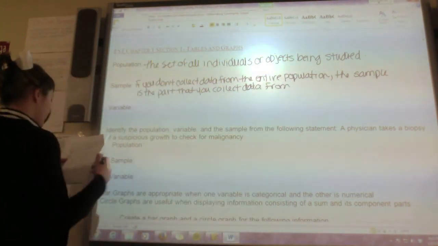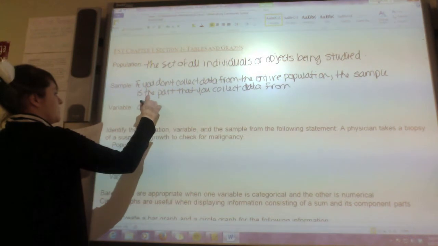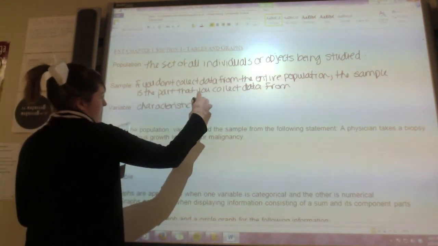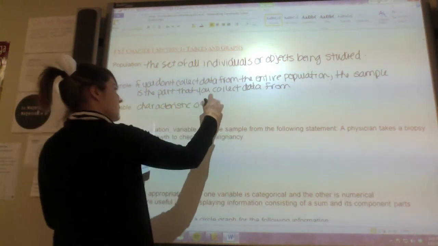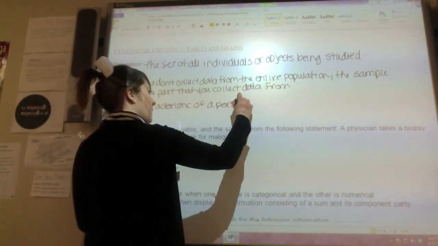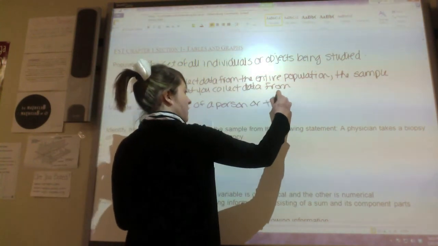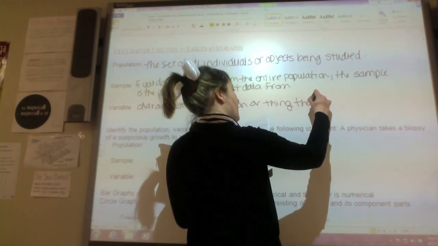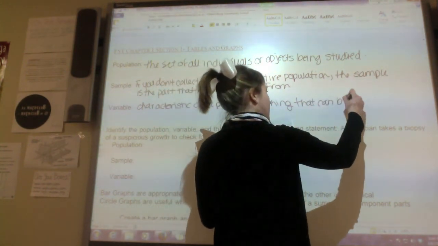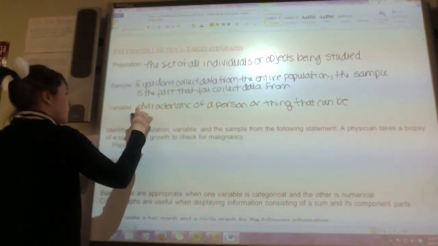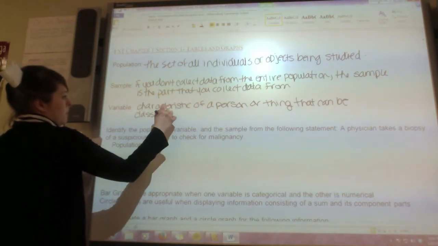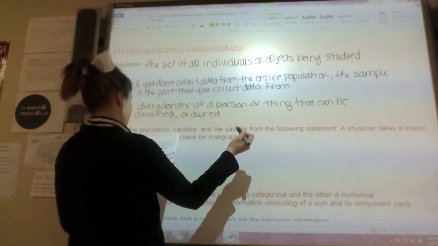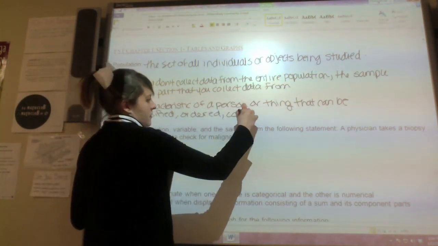And then last we have a variable, which is a characteristic of a person or thing that can be classified, ordered, counted, or measured.